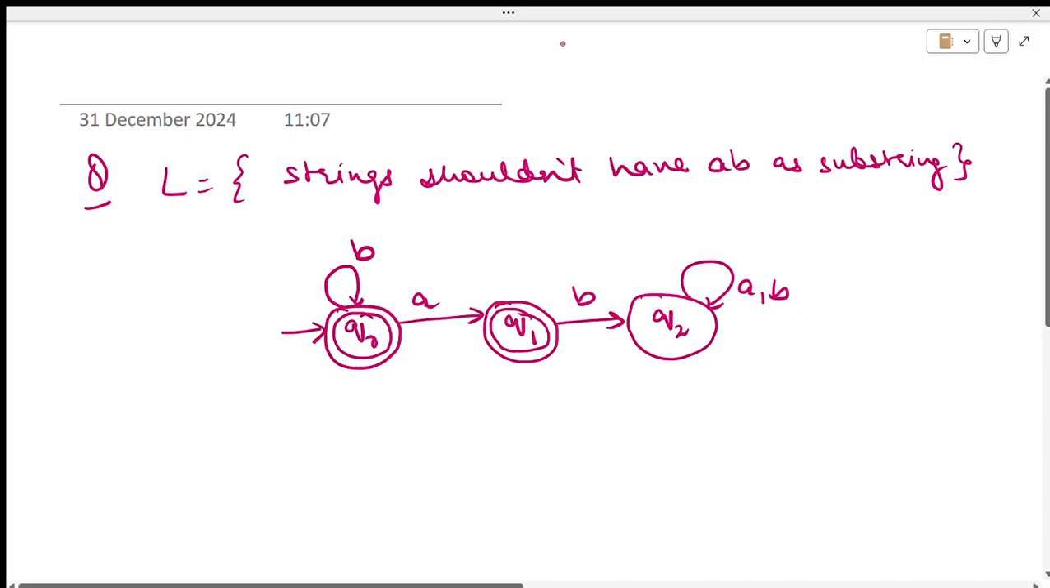Any number of B followed by a single A is accepted. And again, any number of A followed by a single A should be accepted. But once the machine stops on A, that is the last symbol is A, and the next symbol is B, A followed by B, once the machine sees this, it should be rejected, because then AB becomes a part of a string which is not required for this language. So we have completed this diagram. We can see that the deterministic finite automata for a string that shouldn't have AB as a substring is of this form.